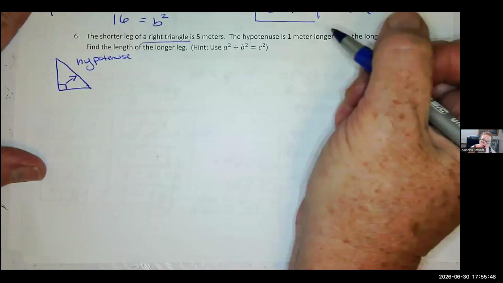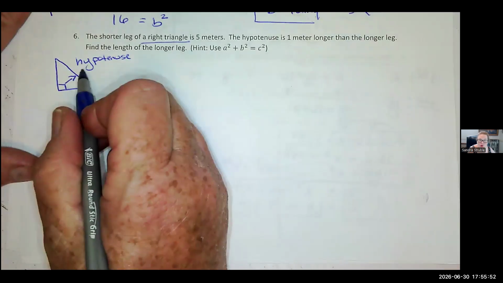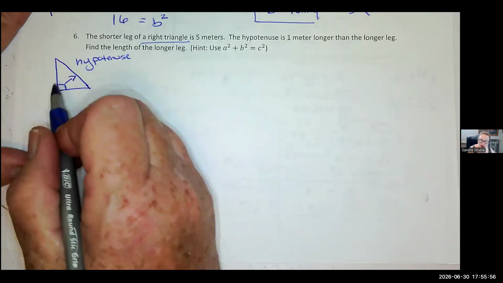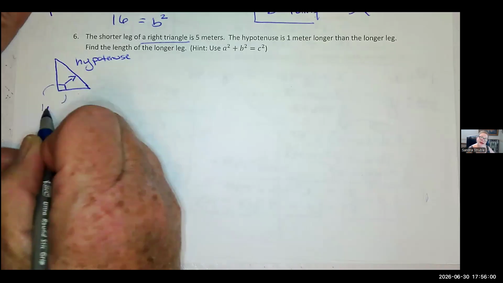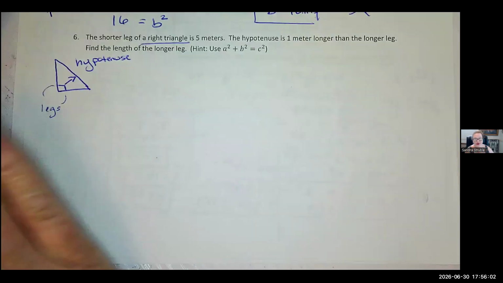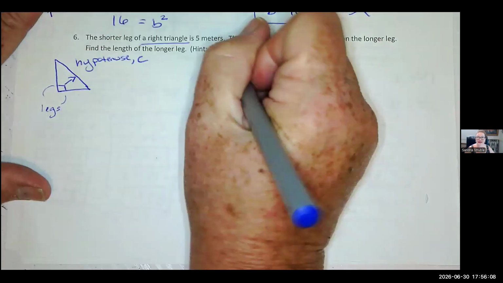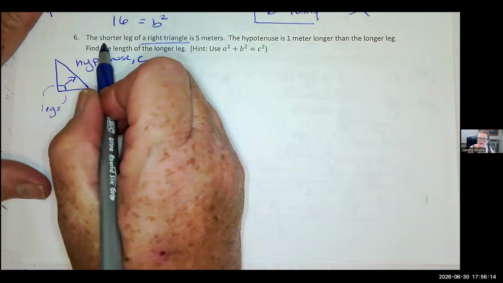The hypotenuse is always the longest side of a right triangle, and it's always the one that's directly across from that right angle. The other two sides are called legs, and it doesn't matter which one you call A and which one you call B. The only thing that matters is that the hypotenuse is C. Always, always, always. The hypotenuse is C. Okay, let's keep going. The shorter leg is 5 meters.